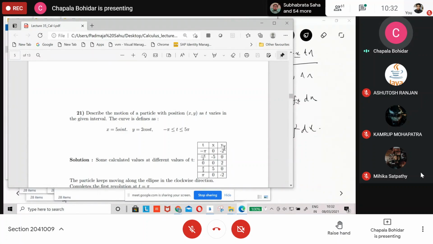Now listen here. The initial point, when I start from minus pi, is 0, minus 2. And the terminal point, when it reaches pi, again I get the same value, 0 and minus 2. So here it moves one revolution, starting from minus pi to pi. Clear? All of you clear on this point?